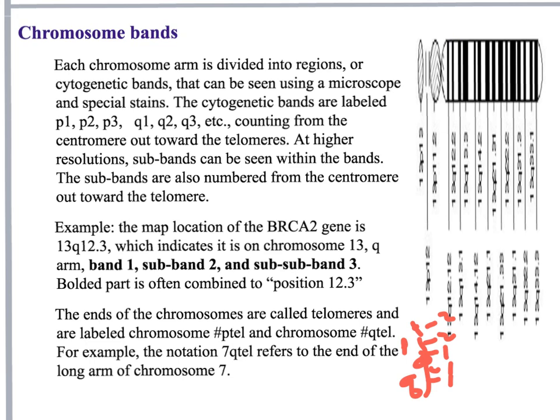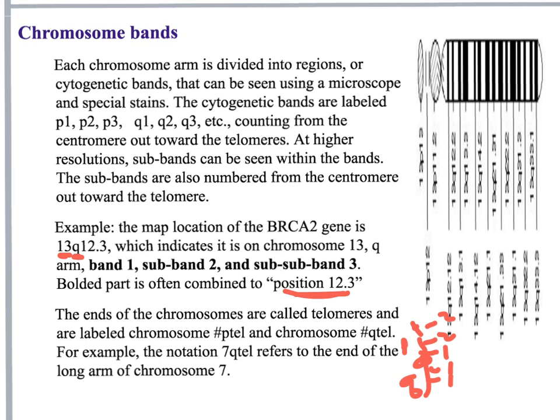So an example is if you look at the BRCA2 gene, it's on chromosome 13. So that's this one right here, chromosome 13. It's on the Q arm, the long arm, and it's at locus 12.3. So it indicates again chromosome 13, the Q arm, and then the 12.3 is band 1, subband 2, and subband 3. So the bolded part is often combined in just saying position 12.3.